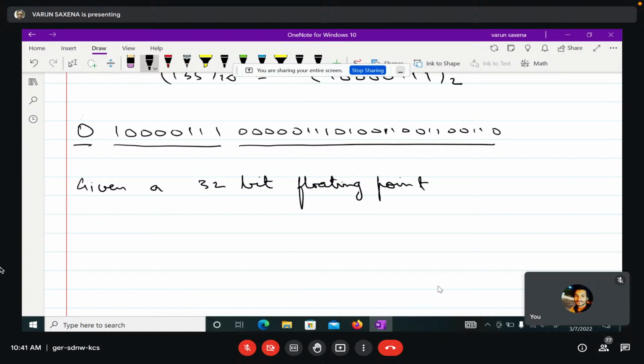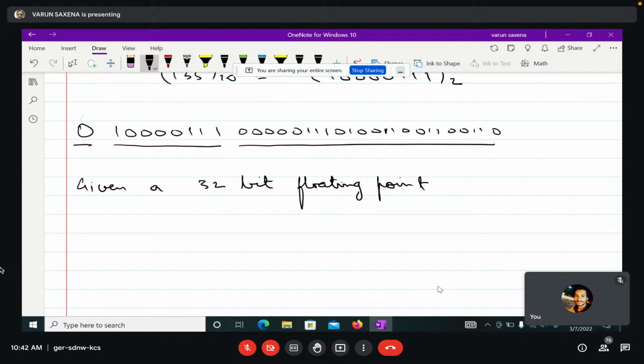One more thing I wanted to tell. 32-bit is also called a single precision floating point number, and 64-bit is also called a double precision floating point number. So there are many books in which instead of writing floating point, they write single precision representation, double precision representation. So just remember, single precision means 32 bits, double would be 64.